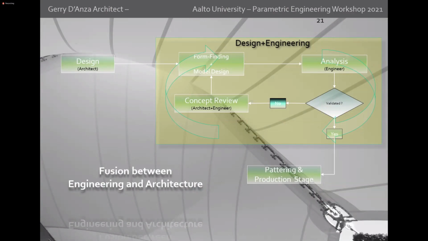Clearly, we go into the form finding step. After the form finding step, the engineer comes in and starts running an analysis. After the analysis, he checks if everything is working. If it's validated, yes, we can go to the production stage. If not, we have to turn back, review something on the project, and go back to the form finding, and this loop will go on over and over until we get a viable solution. So this is what we do in a normal workflow.